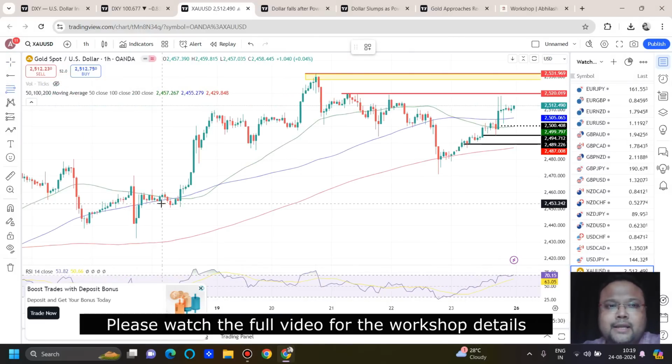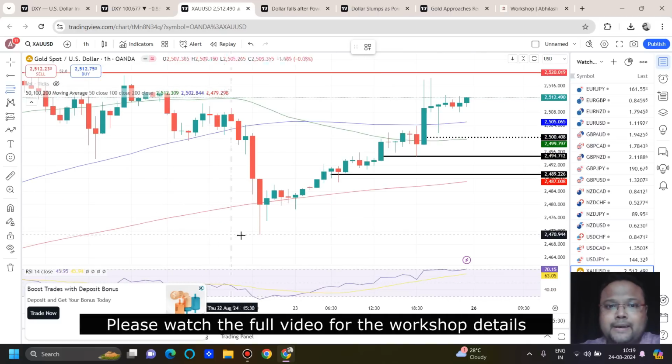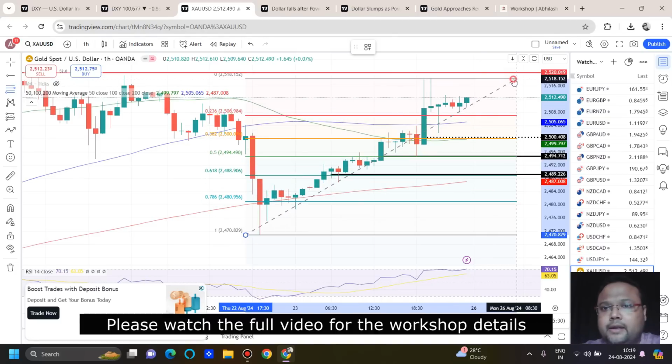Overall the market is up, overall the market is bullish, so it's better and safer for us to be on the buy side only. And here we have used FIBO, our beloved FIBO.